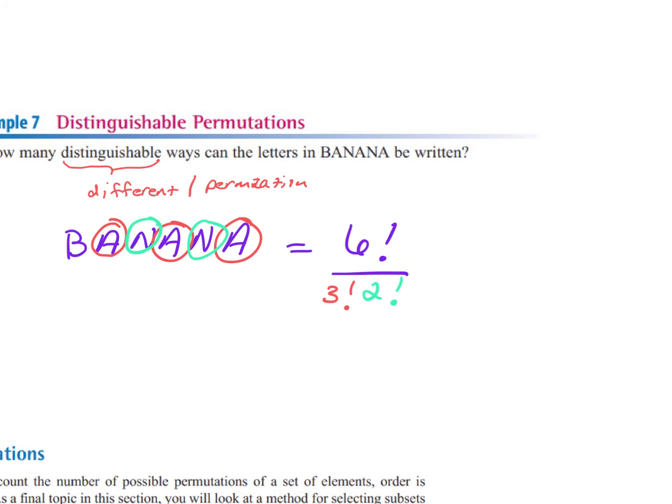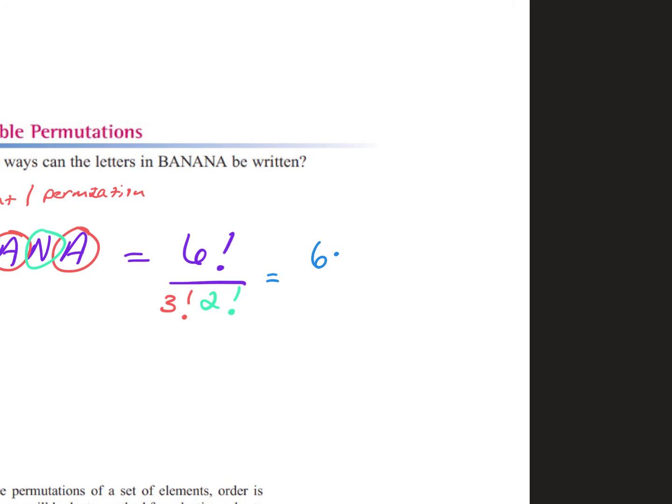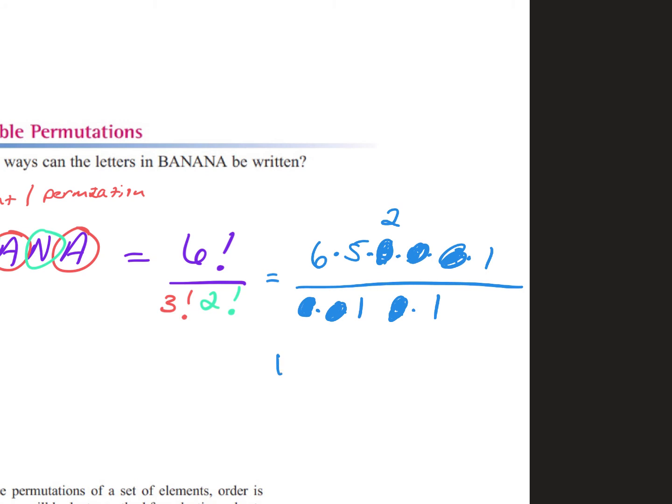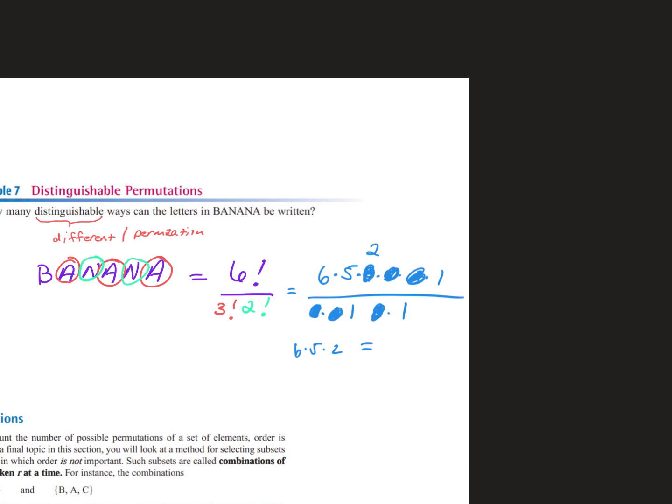Can you multiply the 3 times 2 on the bottom and get 6? No, never mind. 6 times 5 times 4 times 3 times 2 times 1, right? Then on the bottom I have 3 times 2 times 1 and 2 times 1, correct? Okay. So 3 will cancel out with 3. 2 cancels out with 2. And this 2 can cancel here, right? So I'm left with 6 times 5 times 2. How many different ways can you arrange the letters of banana? 60. You only have to do that and worry about dividing out repeats when they talk about letters.